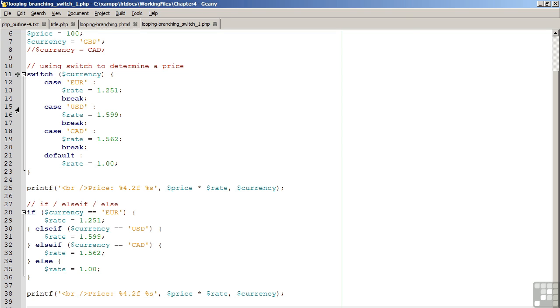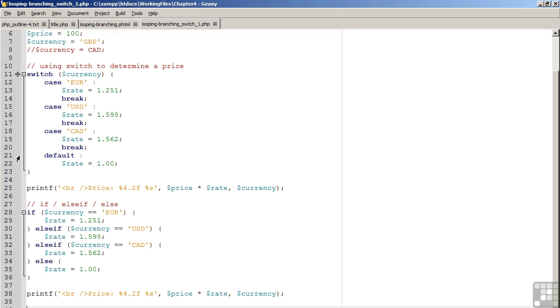On line 15, we test to see if the currency is US dollars, in which case the code is executed starting on line 16, followed by a break. Likewise, on line 18, we test to see if the currency is equivalent to Canadian dollars. On line 21, we have a default, which is equivalent to the else clause that you see on line 34. The default is executed if none of the other cases are true.